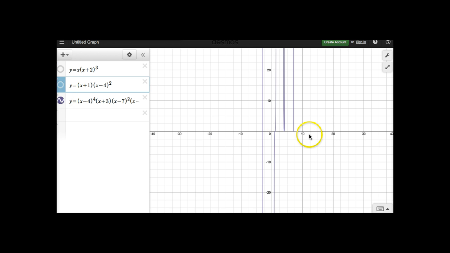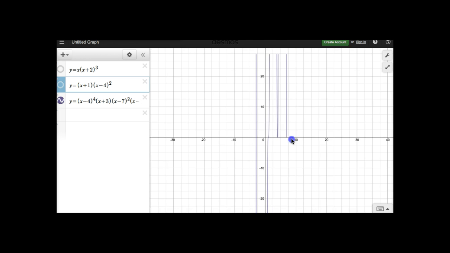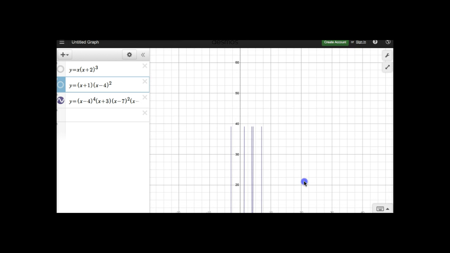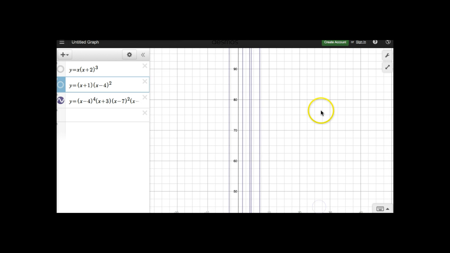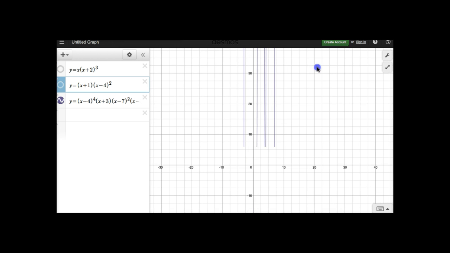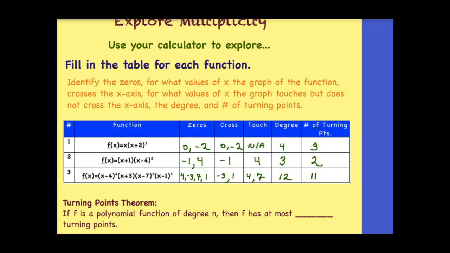Now let's go to the last one. Well, this one's going to be a little tough to see. So this is why we have these rules in order to help us identify when we have a graph like this. I am unable to determine where this graph starts, where it ends, because it's just so massive. So let's go back to our table and see if we can figure out what this equation is supposed to look like. Okay, so here's our table, and I've listed in here our zeros, which ones cross, which ones touch.